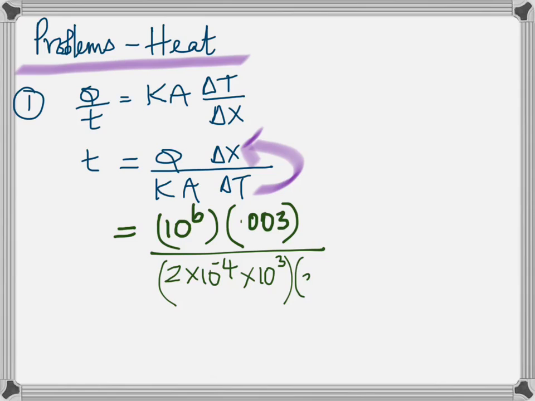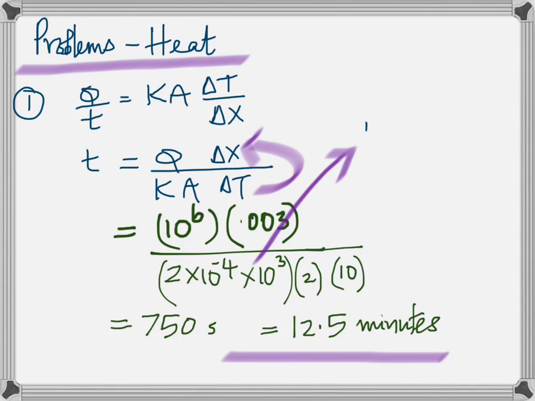Did you see that? Do you see what I did? And then you have your temperature difference, which is, what's the temperature difference? 10 degrees Celsius? Yeah. Okay, and it's 750 seconds, which is 12.5 minutes. I'm trying to explain that kilocalorie to change into calorie, multiply by 1,000. So the answer is 12.5 minutes. Great.